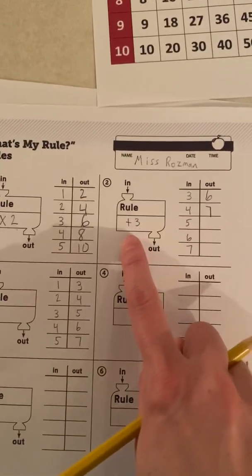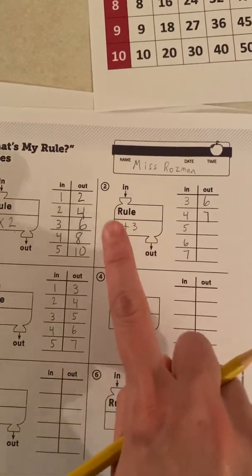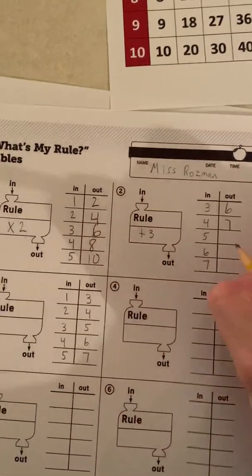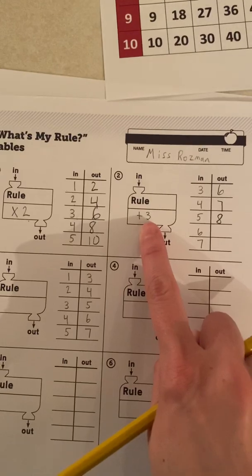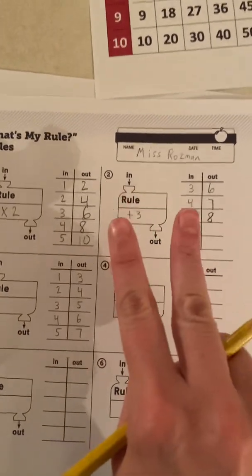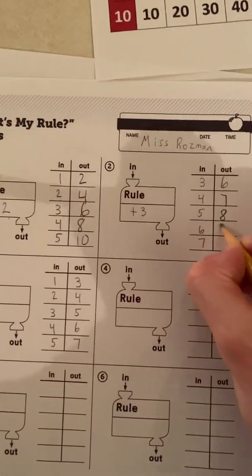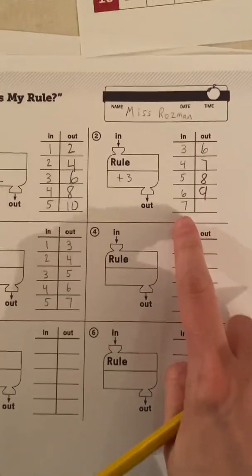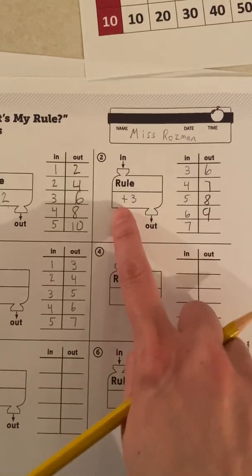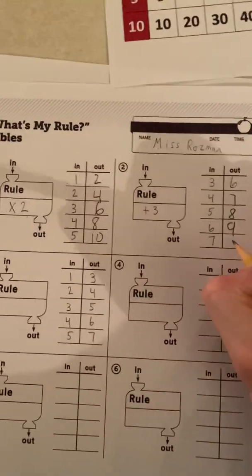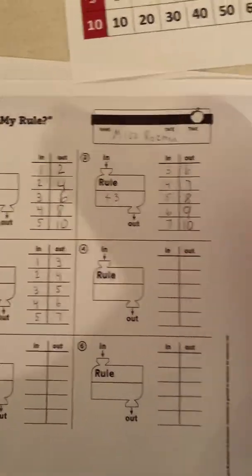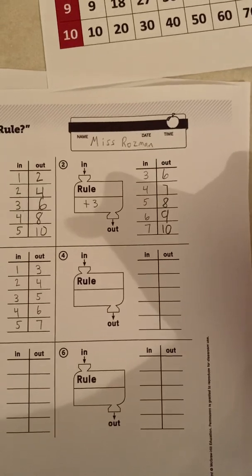How about 5 plus 3? 5, 6, 7, 8. 8 will come out. How about 6 plus 3? 6, 7, 8, 9. That's 9. Great. How about 7 plus 3? 7, 8, 9, 10. 7 plus 3 is 10. Super, we finished that table.